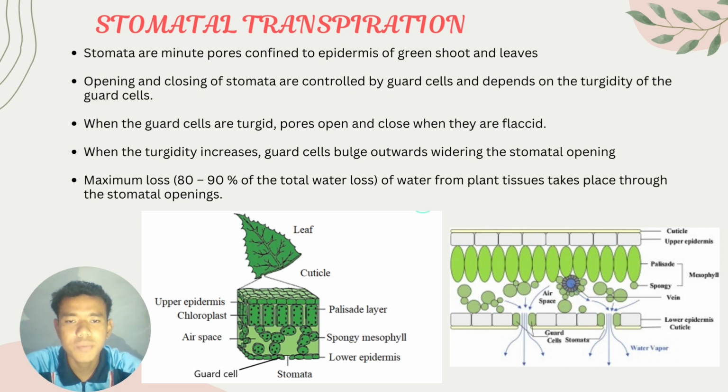Lastly, stomatal transpiration. Stomata are minute pores confined to the epidermis of green shoots and leaves. Opening and closing of stomata are controlled by guard cells and depend on the turgidity of the guard cells. When the guard cells are turgid, pores open and close when they are flaccid. When the turgidity increases, guard cells bulge outwards, widening the stomatal opening.